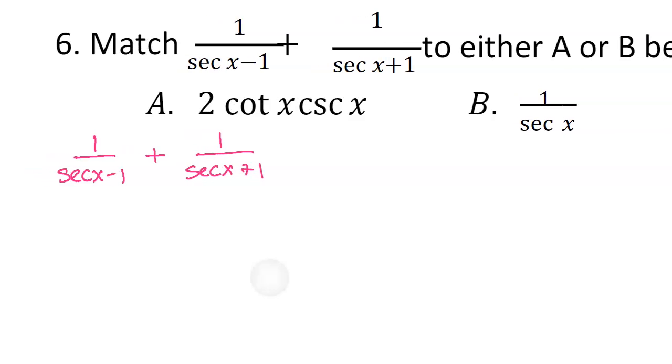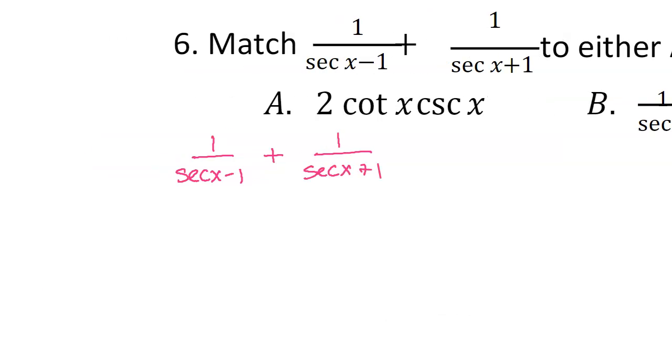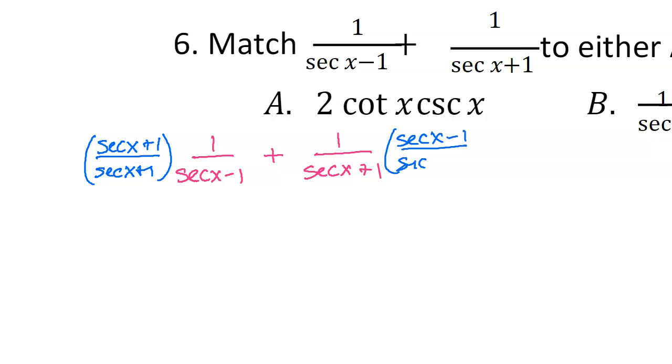So instead, you're going to try to combine them. How can we combine them? We've already done it multiple times. How do we combine them into one term? Common denominator, yeah. So I'm going to multiply this side by the other's denominator, secant x plus 1 over secant x plus 1, and this side by secant x minus 1 over secant x minus 1.